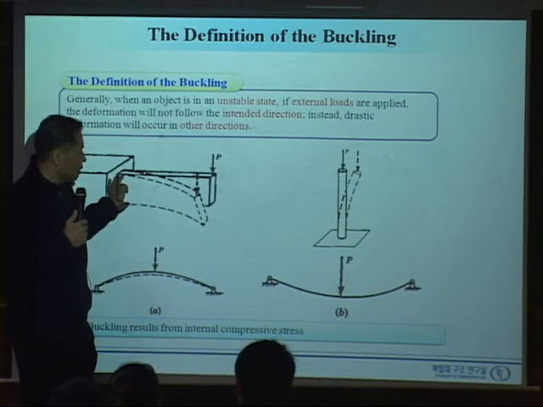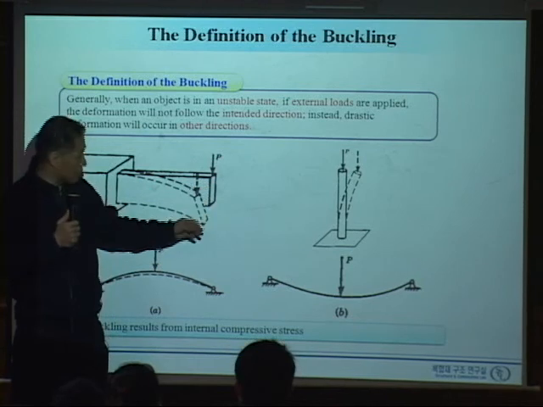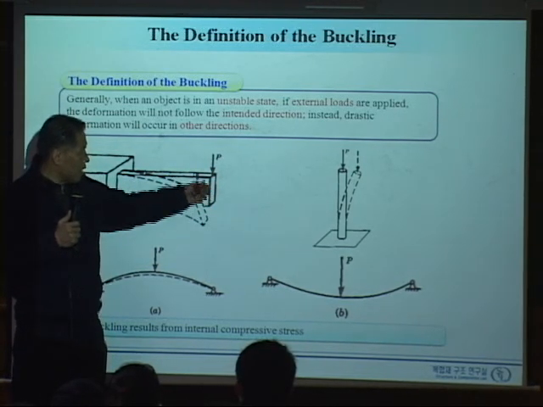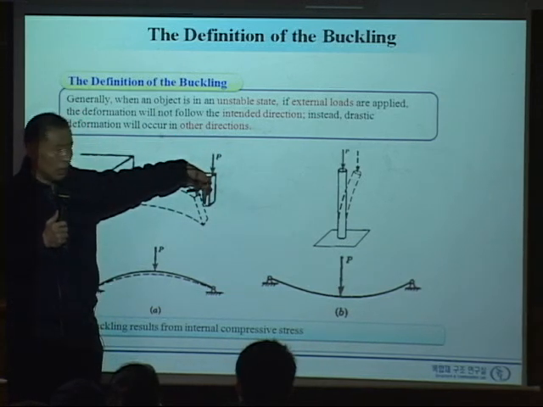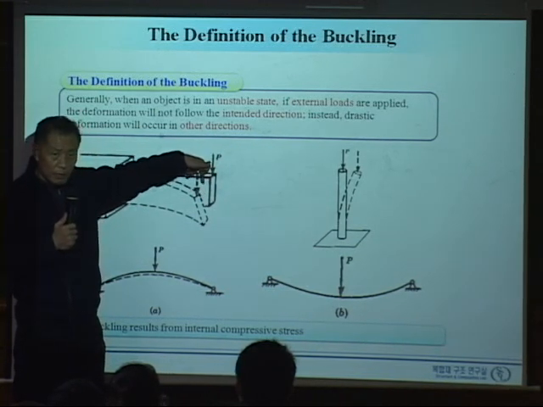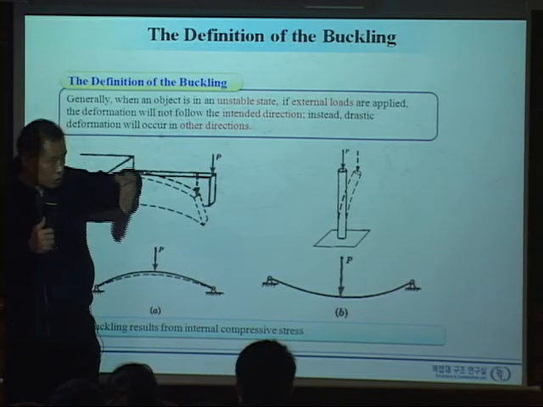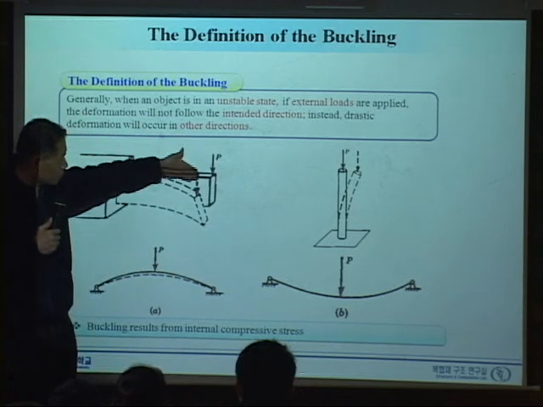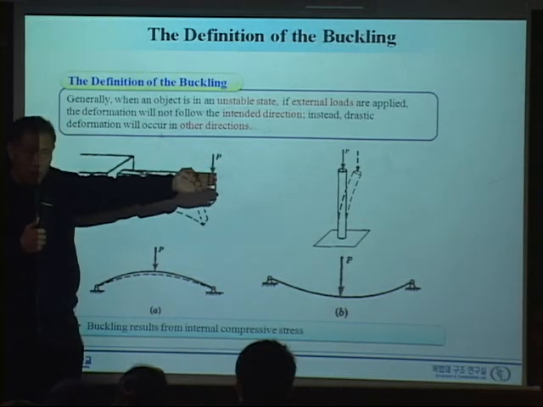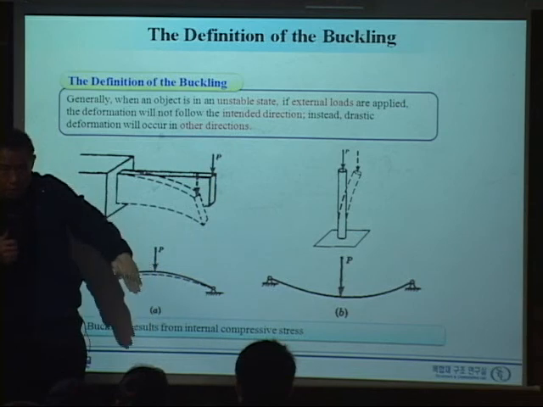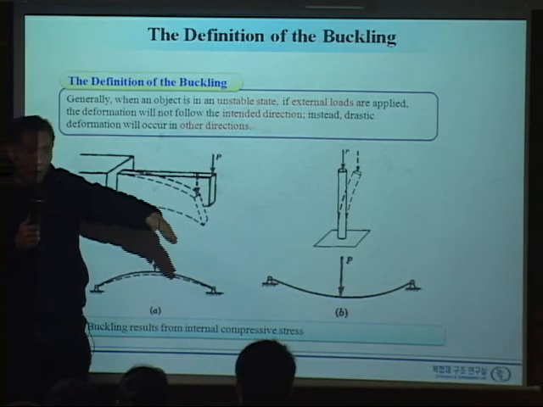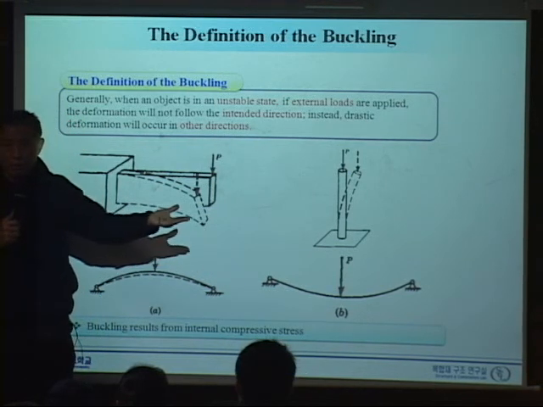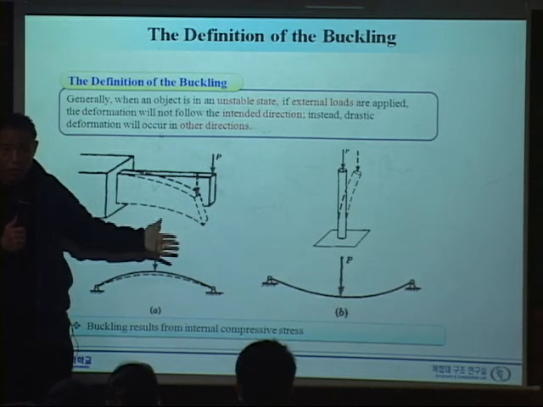Another one is this kind of beam bending, which is vertically very slender compared with this, and subject to a vertical force. Whenever we try to bend like that, it will bend. And then at a certain point, it becomes very unstable, and it deviates this way or that way. You can imagine this kind of behavior, right?